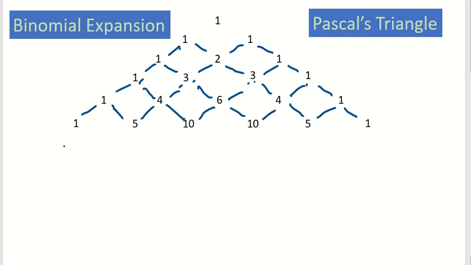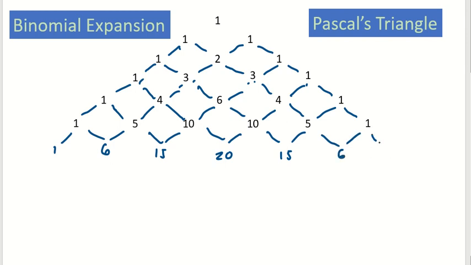And what if the binomial is raised to the power of 6? What are their coefficients? This is 1. The first term is 1. The second term, 6. The third term has 15, 20, 15, 6, and 1. And you can do the same thing if the binomial is raised to the power of 7.